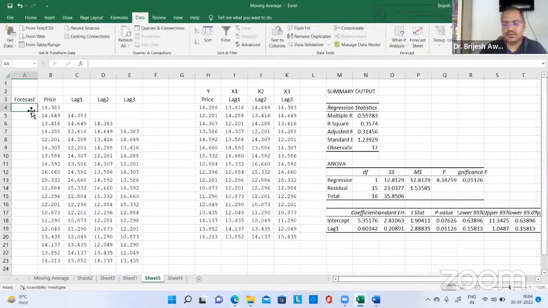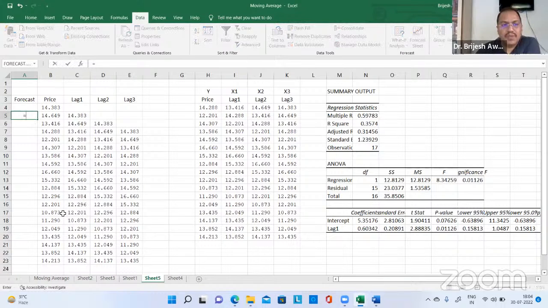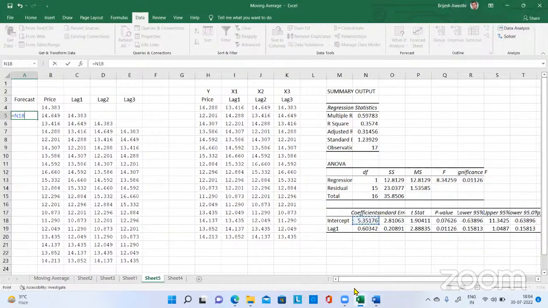Forecast. If I want to do a forecast for this, it is not possible. Why is forecast not possible? Because the previous lag is not available. Yes or no? Yes, sir. So I will start from here. Equals to, this is what? Intercept. Yes or no? Yes.